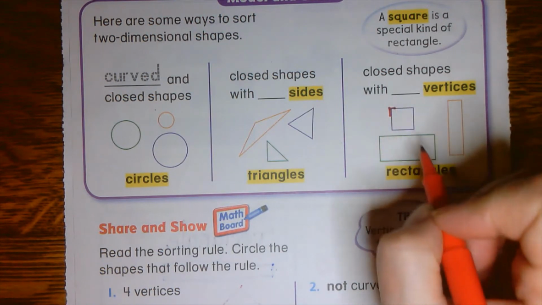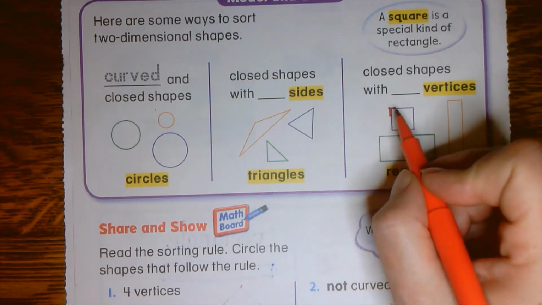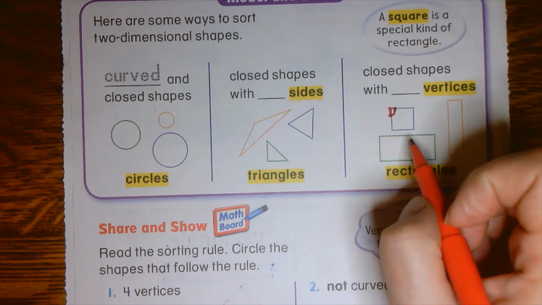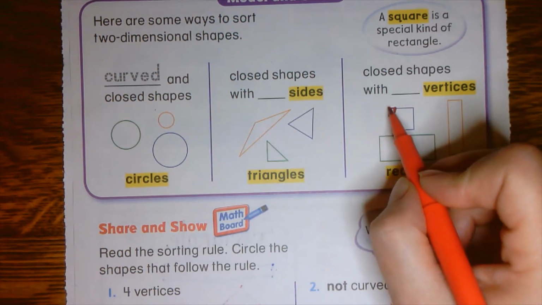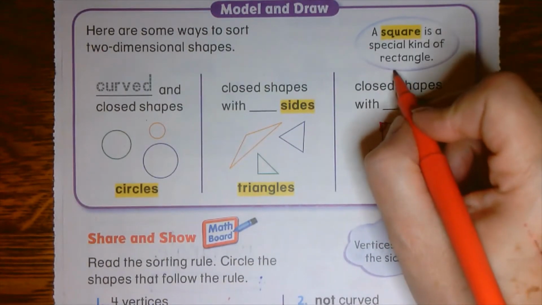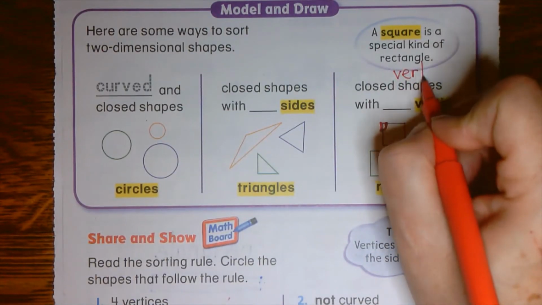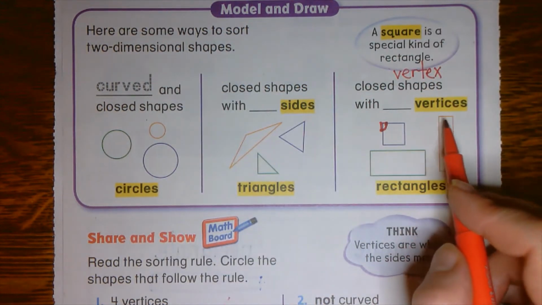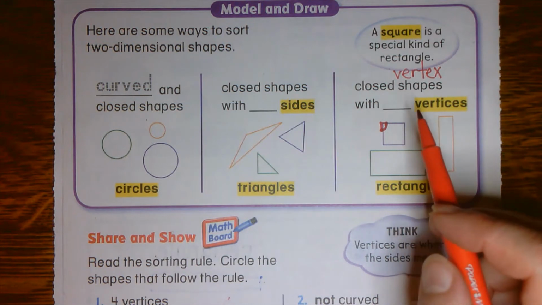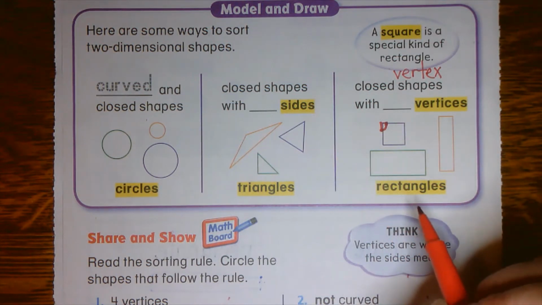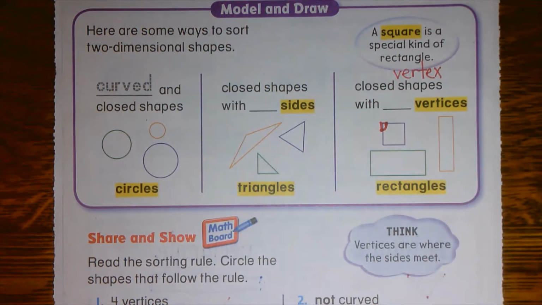You can talk about them as angles also. When you're talking about this inside portion of it, we usually use the word angle. And when you're talking about the point sticking out, we usually say the word vertex. And then when there's more than one vertex, you have vertices. So how many vertices do you have on each of these rectangles? Go ahead and write that number in there.